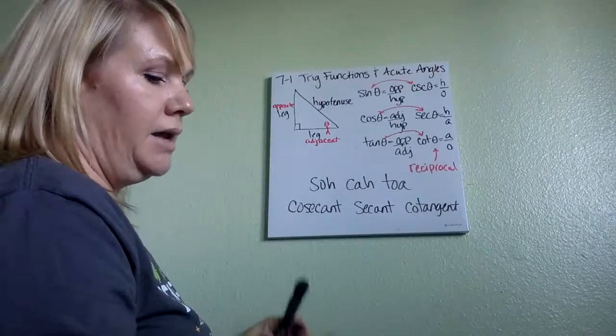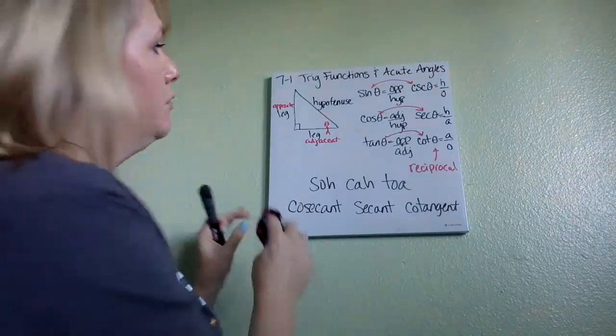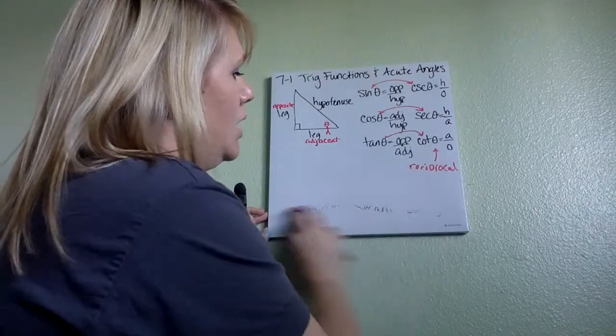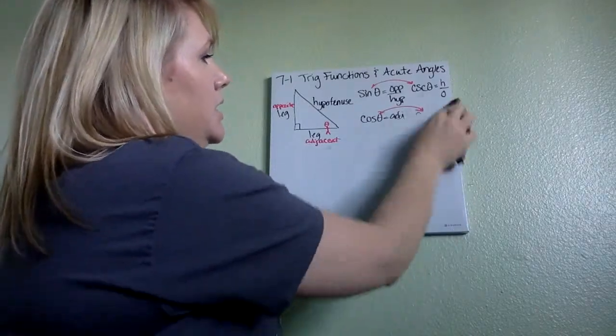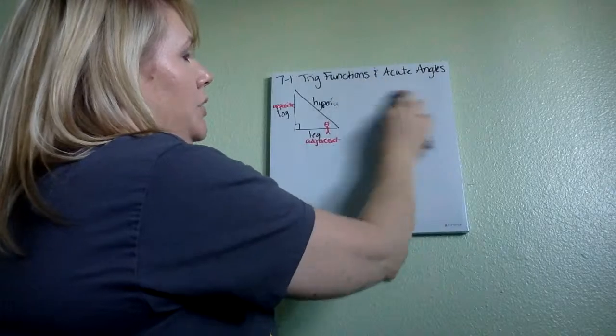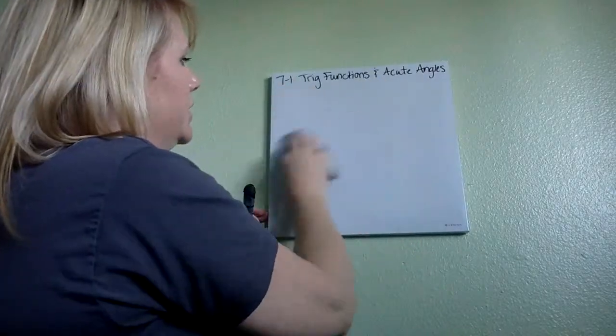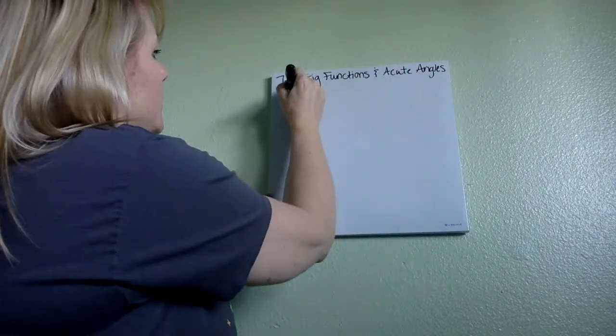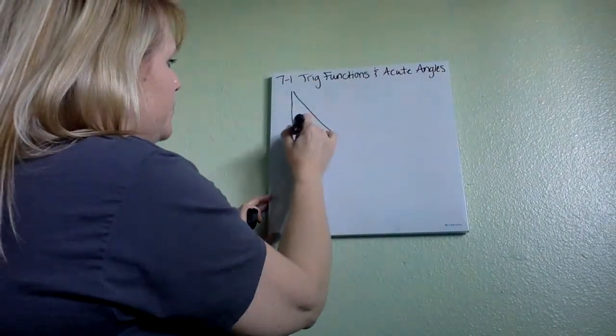We're going to go ahead and find all 6 trig functions for a given triangle. So I'm going to erase all this. Also, these notes are posted in Canvas. The notes I would have written out for you are posted in Canvas, so you can go ahead and reference them there. So I'm going to give you this triangle.